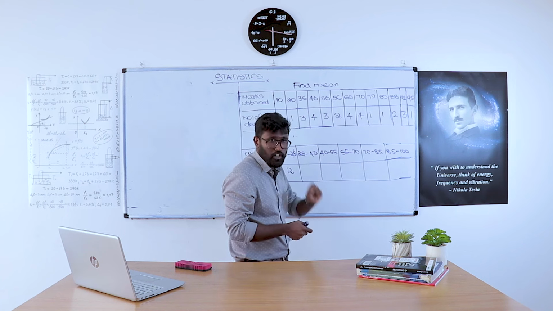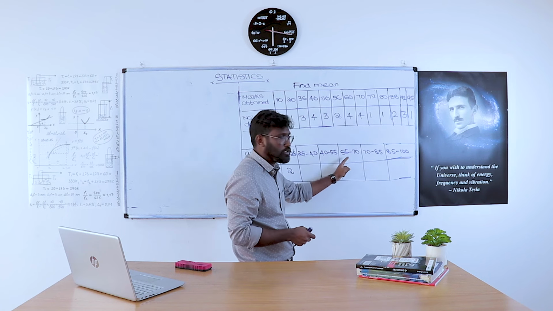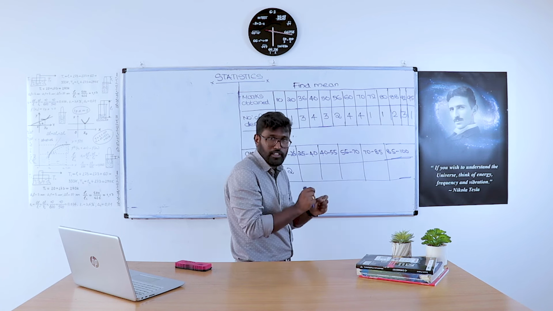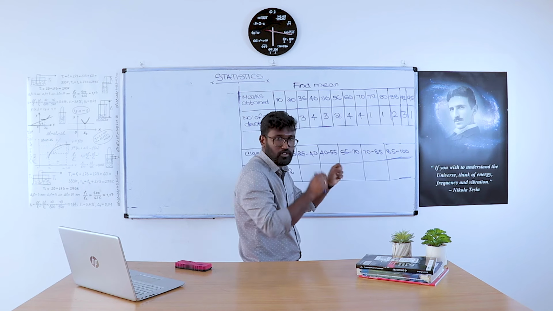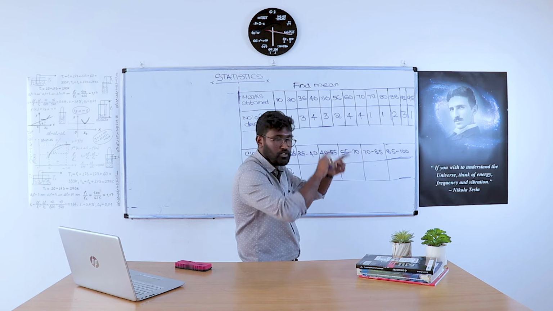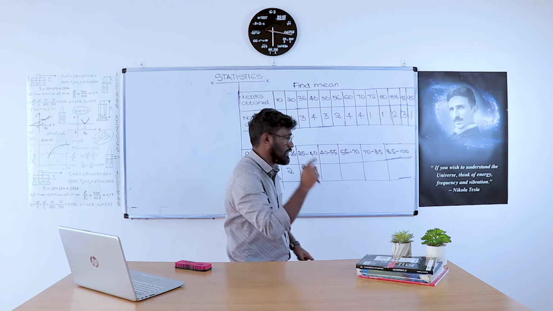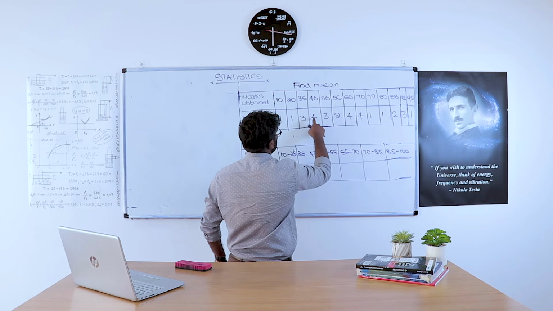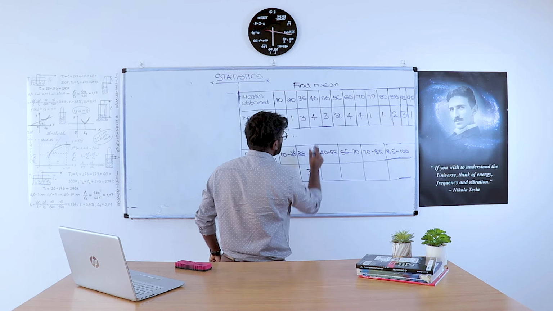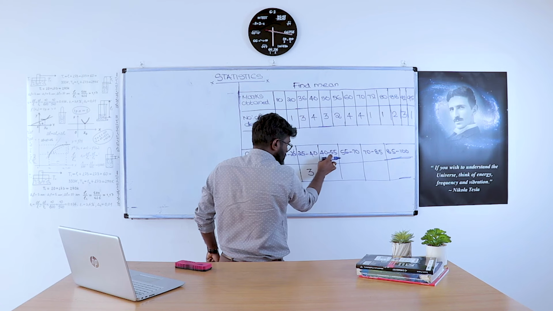If any student got exactly 55 marks, you have to take it in this interval. If any student got exactly 70 marks, you have to include that 70 in this interval, like that. So 25 to 40, how many students? Only 3 students. You have to include this 40 in this interval.